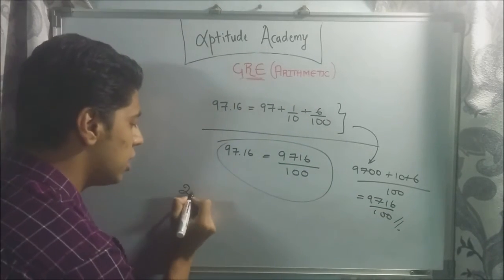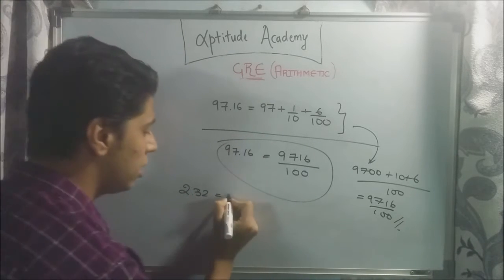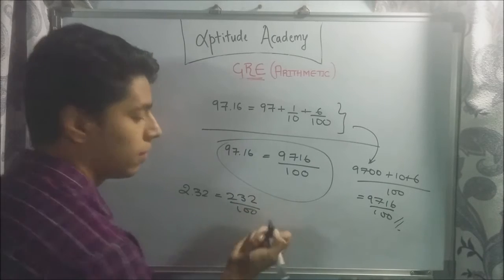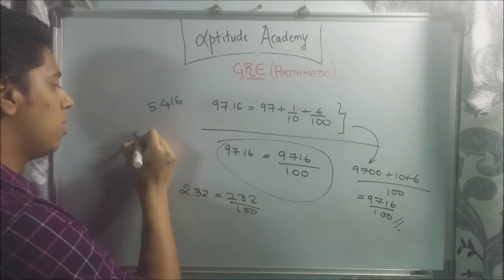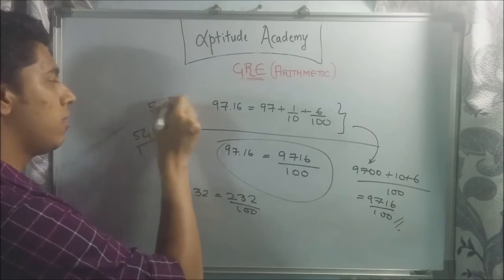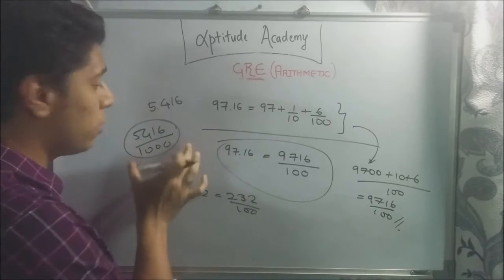So if I asked you what is 2.32, how do you do it in the fraction? 232 by 100. Or 5.416, you convert it into a fraction: 5416 divided by 1 followed by 3 zeros, since there are 3 digits. That's the easiest way to convert a decimal into a fraction.